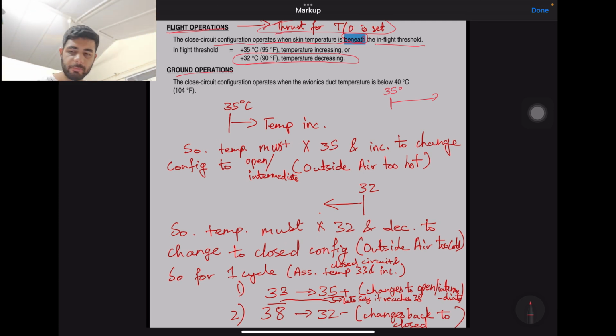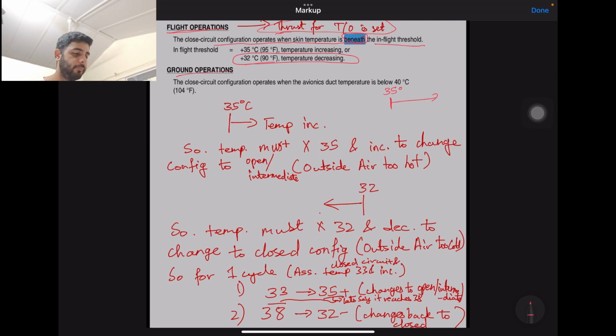So beneath the in-flight threshold means 32 degrees Celsius and temperature decreasing. That's when you will think of close config. Until then, forget about 35 degrees and temperature increasing. That's when the switch occurs between your intermediate and closed config. The aircraft does not want to keep on operating that small flap. What's the difference between the intermediate configuration and your closed configuration? It's that small flap in the skin air outlet valve that keeps opening and closing.